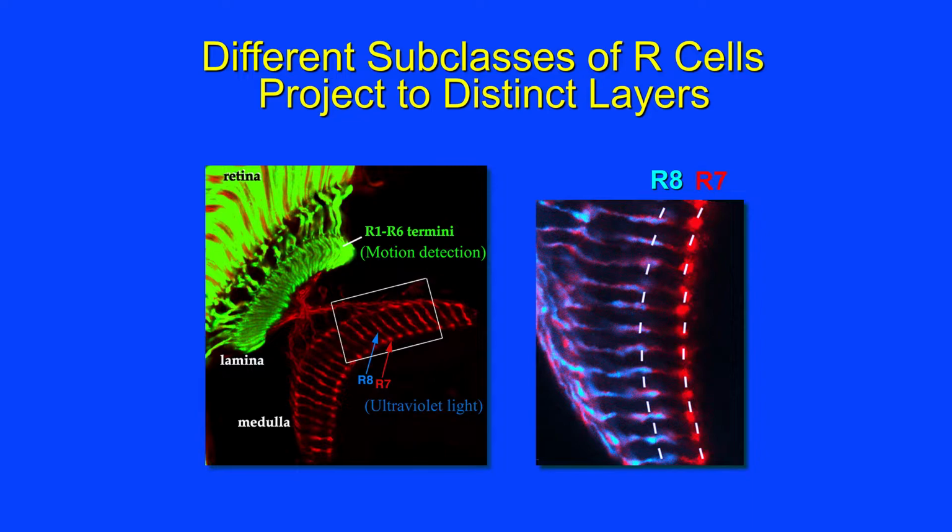This is just the adult visual system, the retina, the lamina that's involved in motion detection, and the medulla, and two different neurons that projected to different layers in the medulla, the R7 and R8 neurons.